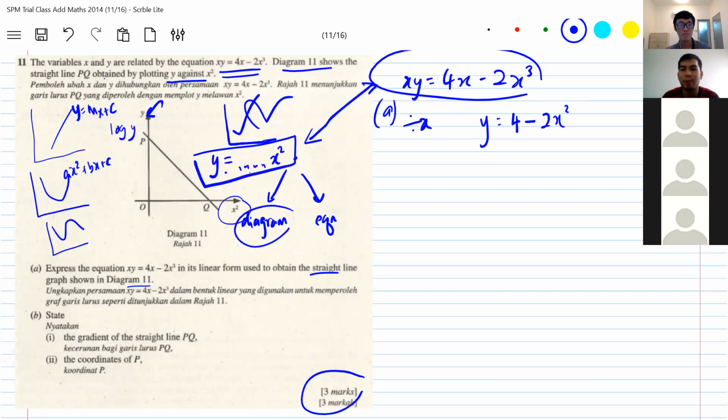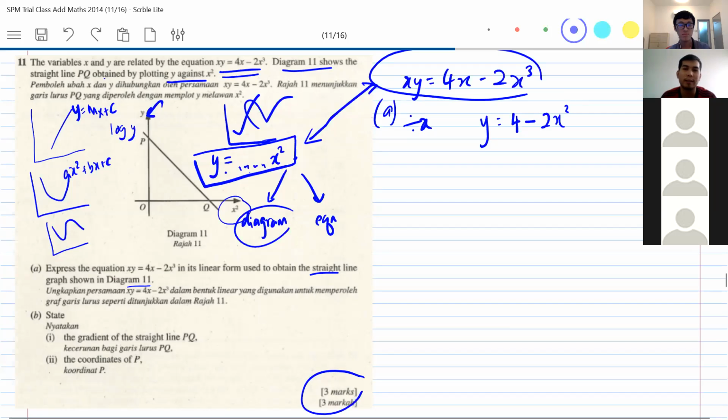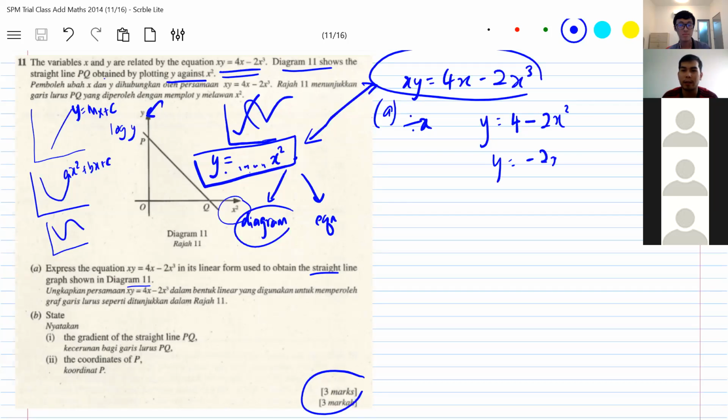You see, it is in the form of y equals to blah blah blah x squared. Right? You can rearrange this: y equals minus 2x squared plus 4. So that's your answer actually. It's done. Okay? Then we go into B.